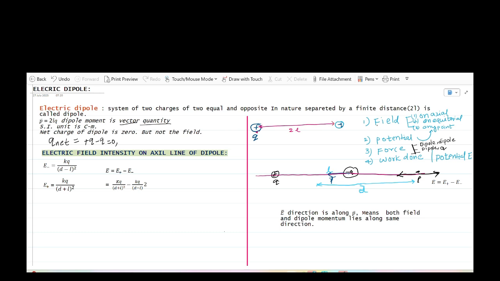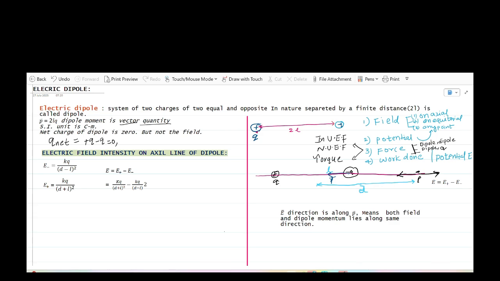Once again, field at three places, potential at the three points, force in three models, and work done and potential energy by the dipole. For force, we consider a uniform electric field and a non-uniform electric field. After knowing the force, we'll go on to the torque also. Torque of a dipole. So these are the question-related topics in a dipole.